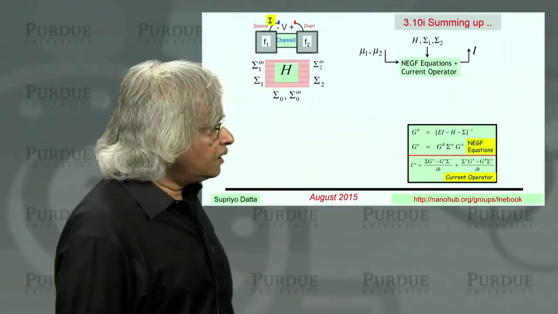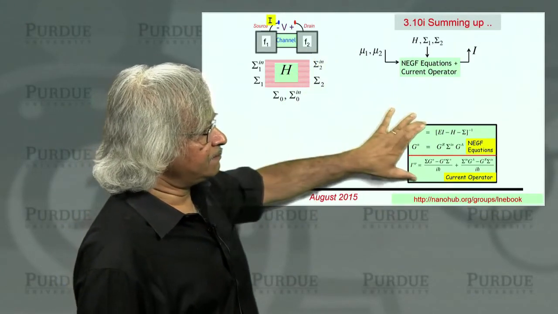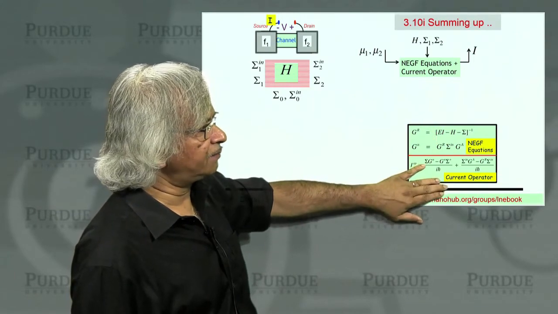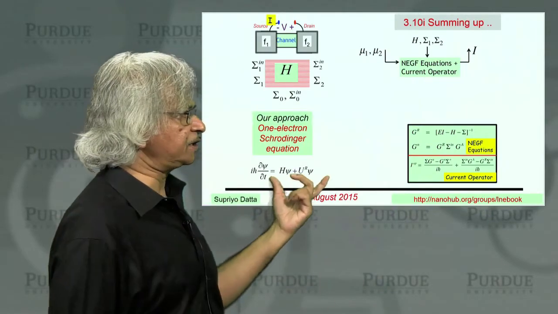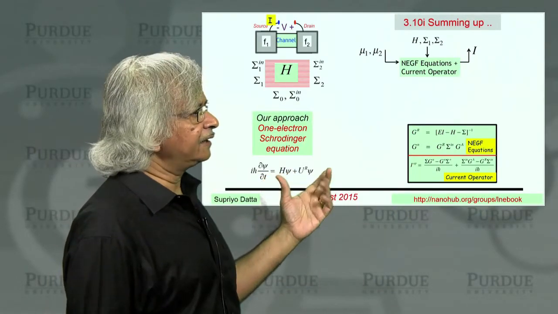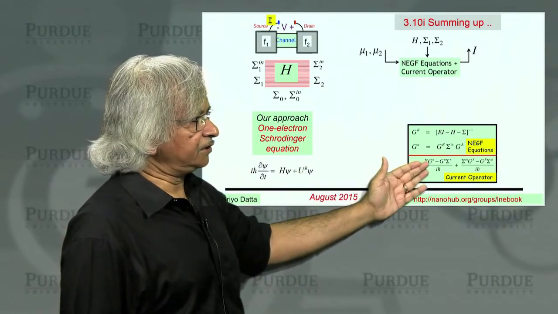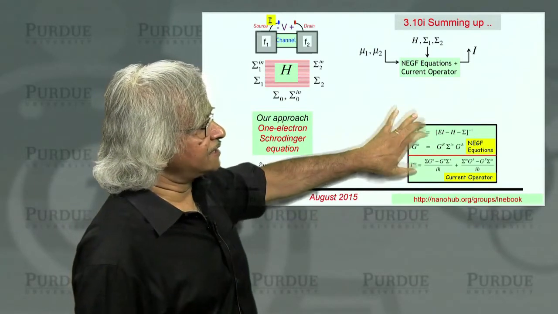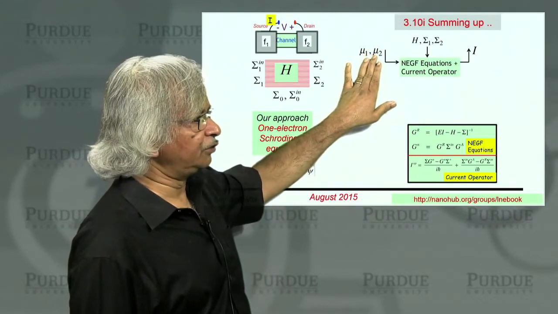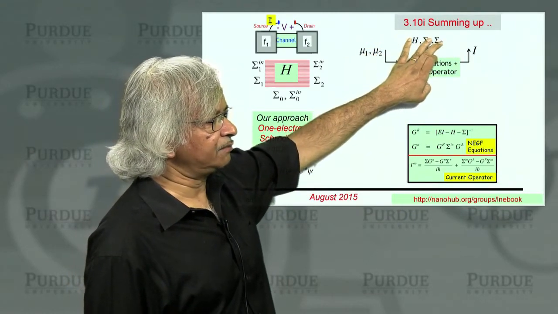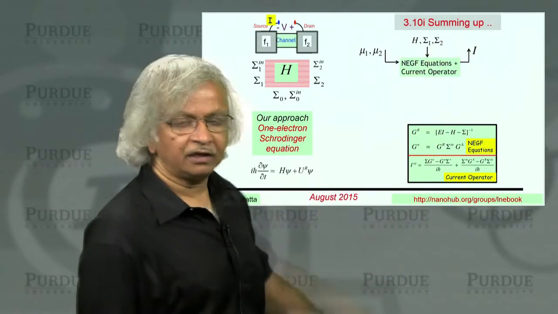Now, overall then, the point I wanted to make is that these basic NEGF equations and this current operator, in this course, we obtained them from the one-electron Schrodinger equation using this one-electron approach. And whereas commonly, they are obtained from this many-body perturbation theory. And these equations then you could solve to obtain the current for a given applied voltage once you know H, sigma 1 and sigma 2. This is what you might call coherent transport, where the sigmas are associated with the contacts.